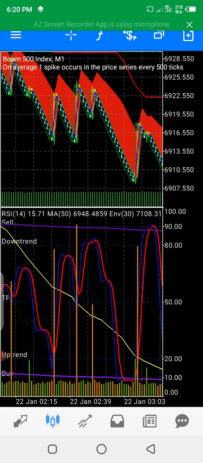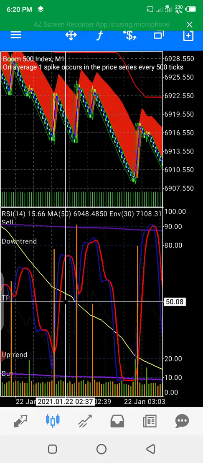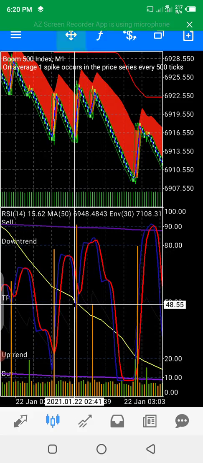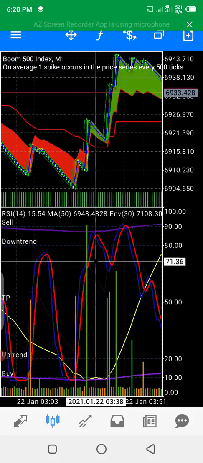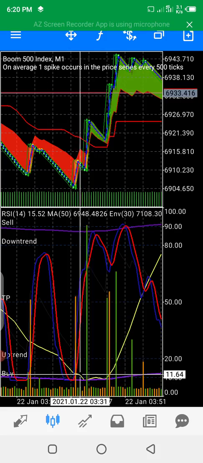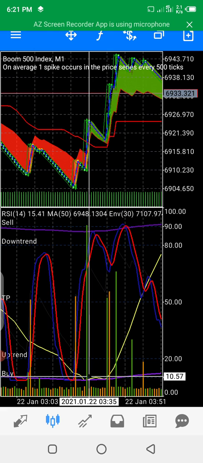Look at this yellow line. It's still telling us we are on a downtrend. We trade with the trend until it touches here, the envelope which is at the bottom. That's where you stop selling the candles and you start buying now.